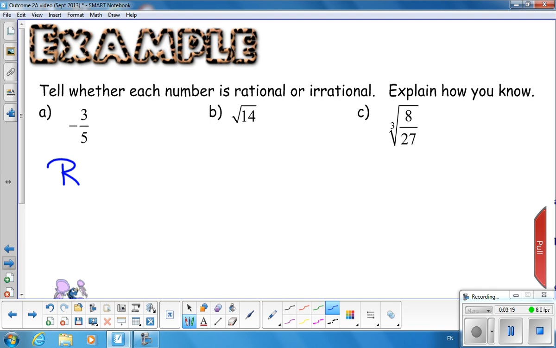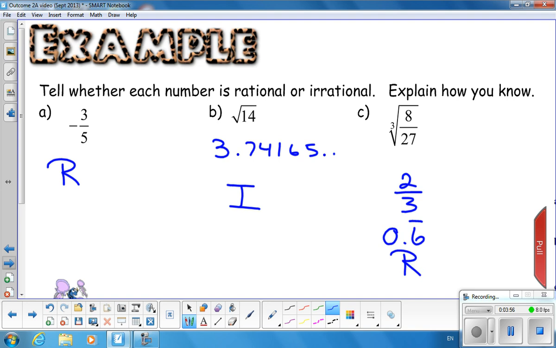The second one, if we look at the square root of 14 and punch it into our calculator or change it to a decimal, we have 3.74165, and that decimal continues. Because it continues and there's no repetition, it is an irrational number. The cube root of 8/27, if I punch it into my calculator, will give me 2/3 as a fraction, or your calculator may give it to you as a decimal of 0.6 repeating. Because it repeats, it is a rational number.